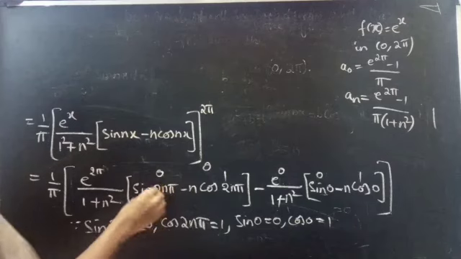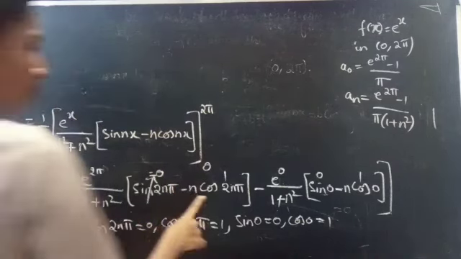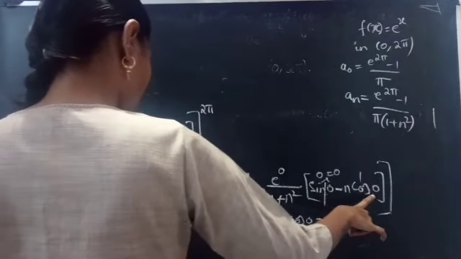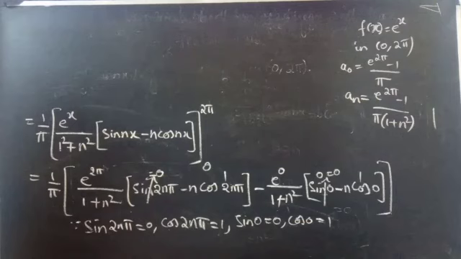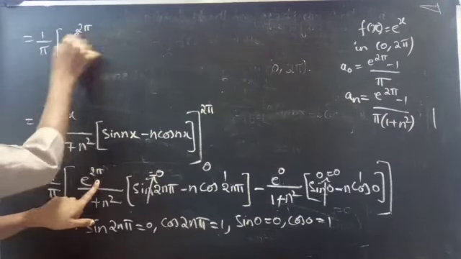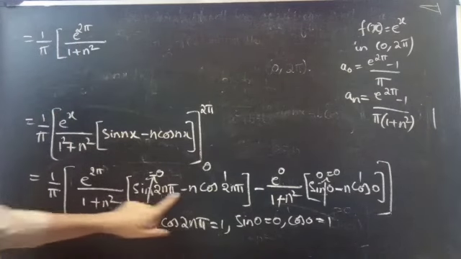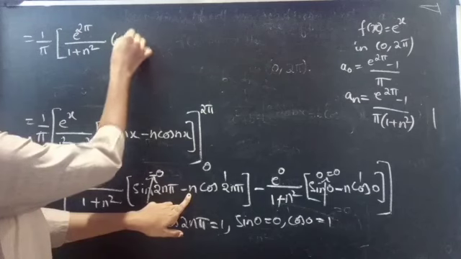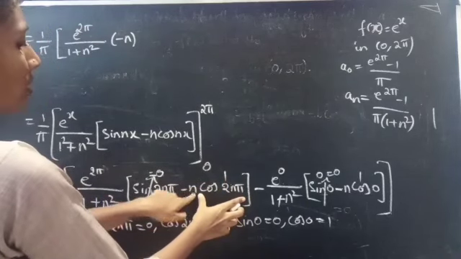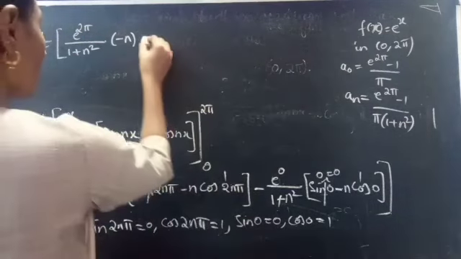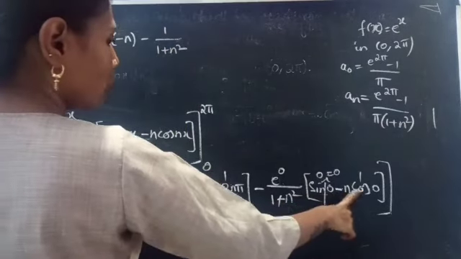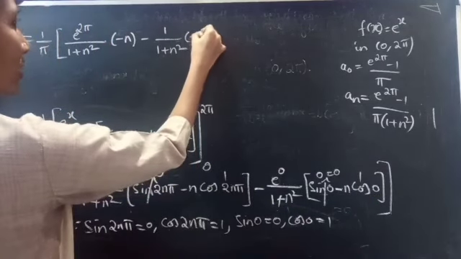Since the value of sin 2n pi is 0, this becomes 0. And the value of cos 2n pi is 1. The value of sin 0 is 0, so this becomes 0. And the value of cos 0 is 1, right? So this becomes 1 by pi into e power 2 pi by 1 plus n square into minus n into 1, which is minus n. Since cos 2n pi value is 1, you're having minus n here. Minus e power 0 is 1 by 1 plus n square into minus n into the value of cos 0, which is 1. So you'll get minus n into 1 is minus n.